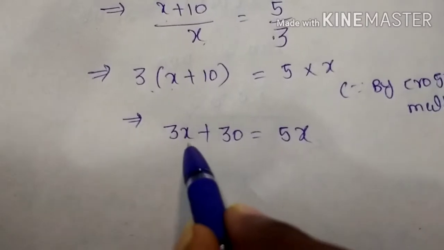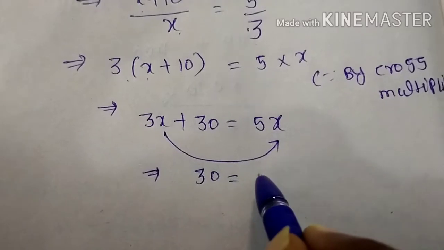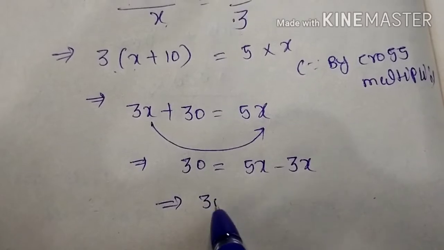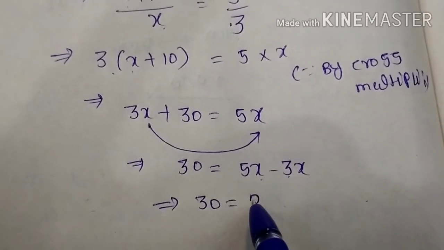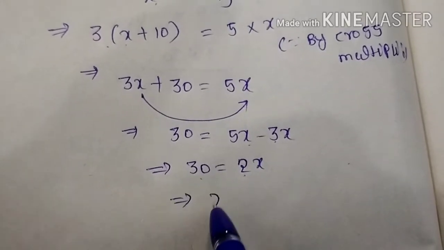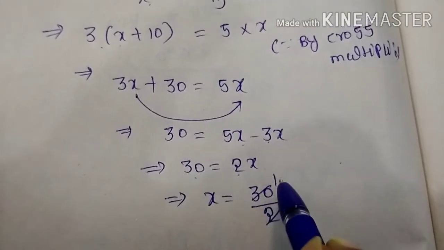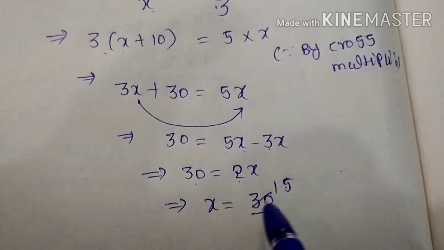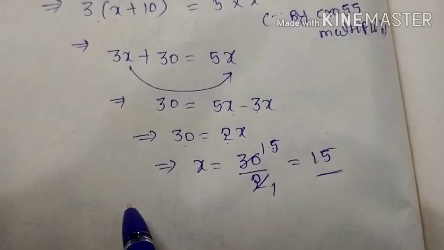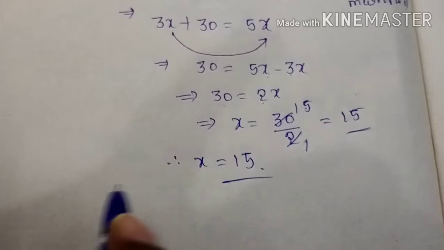Next you can transpose 3x to the RHS. Implies 30 is equal to 5x minus 3x, so 30 is equal to 2x. Next you can transpose 2 to the LHS. That means x is equal to 30 by 2. 2 fives are 10, 2 fifteens are 30. That means we are getting x is equal to 15. Therefore x is equal to 15.